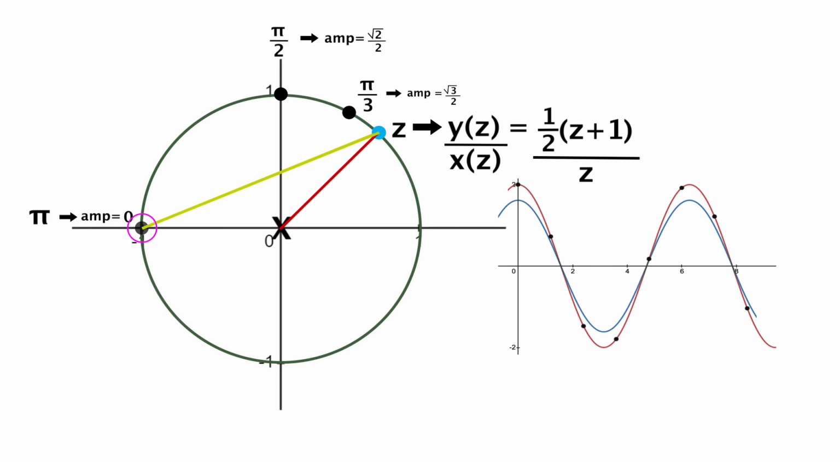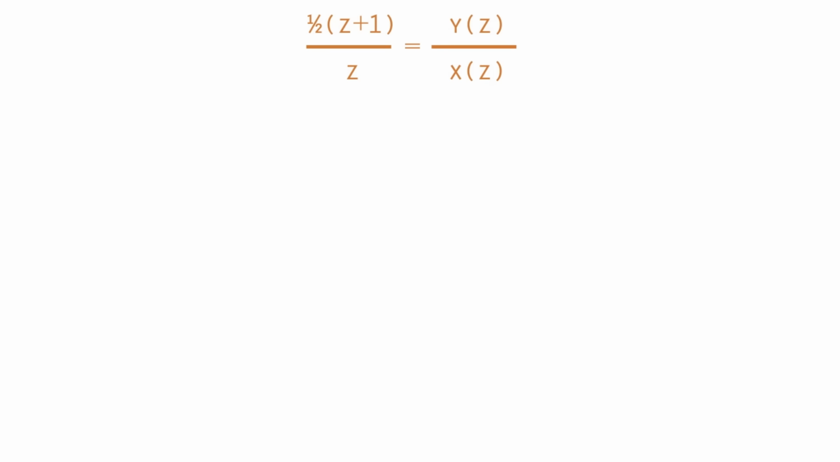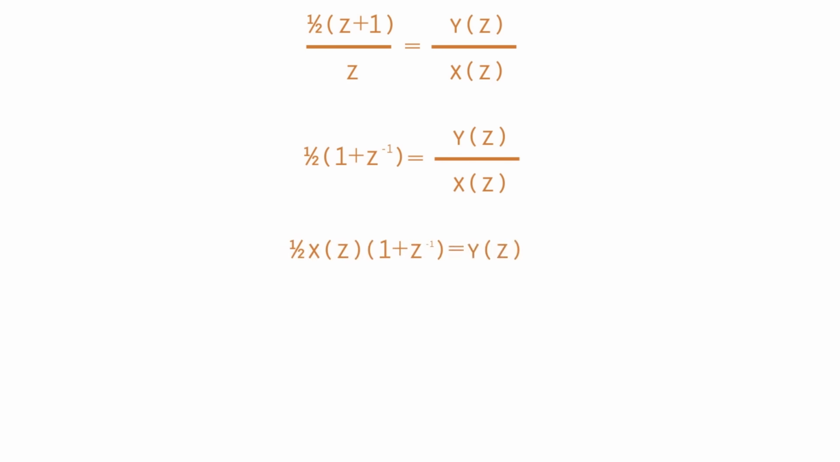So now check this out. I'm going to write that same expression up here and rearrange some terms. First I can divide both the top terms by z, giving us 1/2 times 1 plus z to the minus 1. And then I'm going to multiply both sides by x of z, giving us this. But I'll just distribute the x of z inside the parentheses.